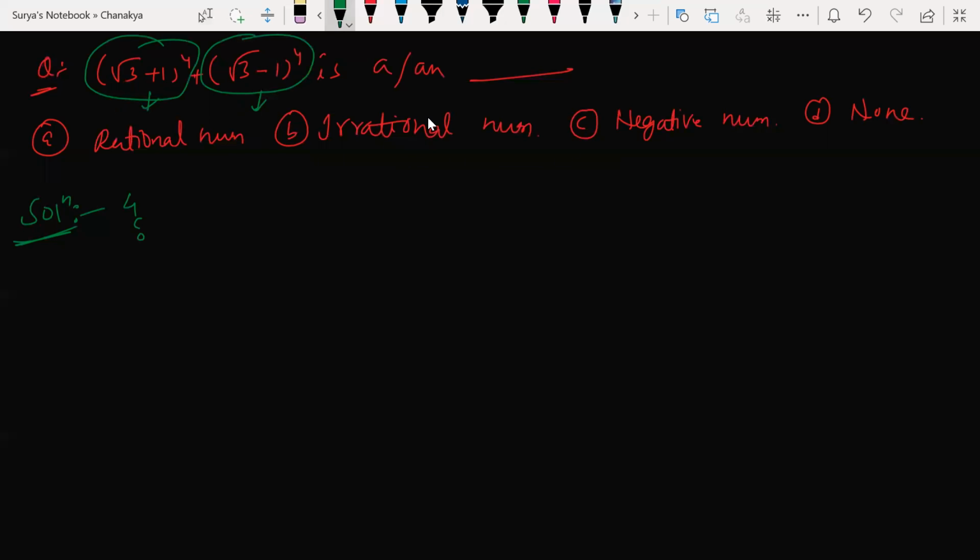First of all, 4C0 root 3 to the power of 1, 1 to the power of 0. Next 4C1 root 3 to the power of 2 into 1 to the power of 1, plus 4C2 into root 3 to the power of 3, 1 to the power of 3, 4C3 into root 3 to the power of 4 into 1 to the power of 4, 4C4 into root 3 to the power of, so 1, 2, 3, 4, root 3 to the power of, sorry here.